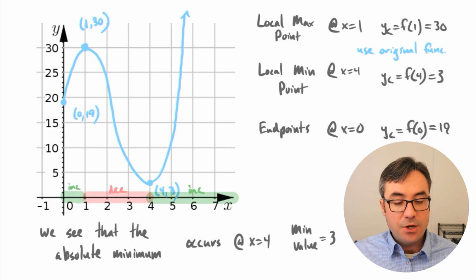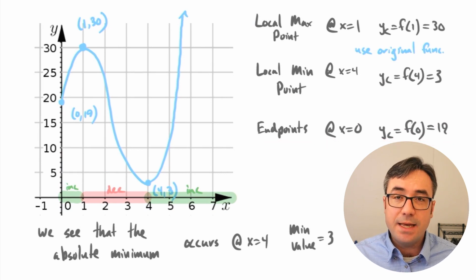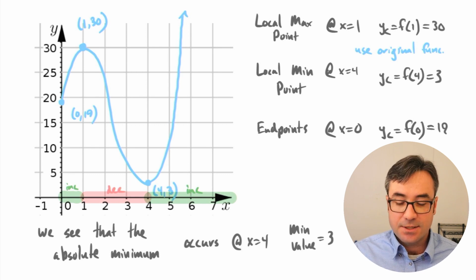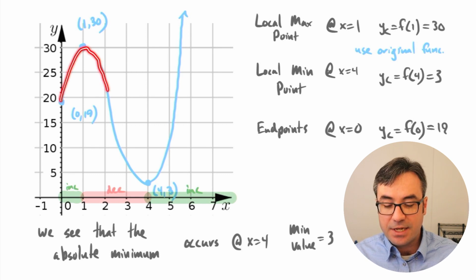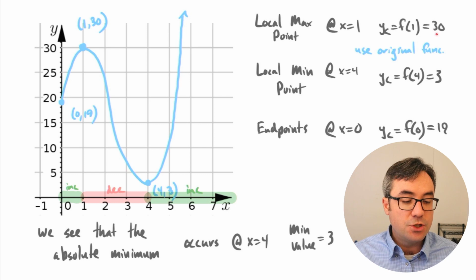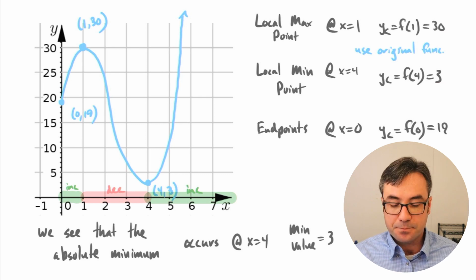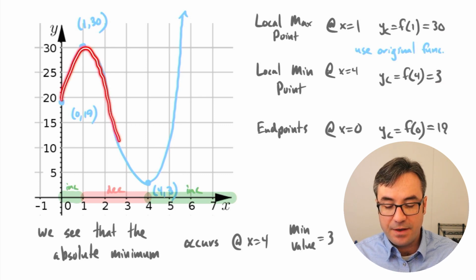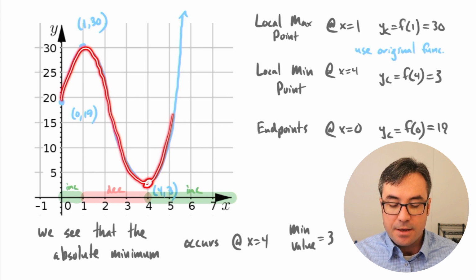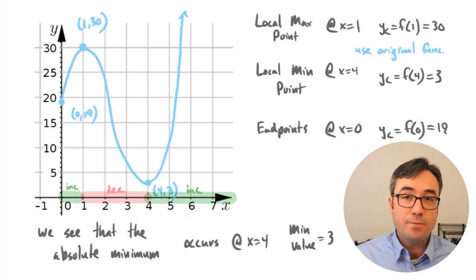And so what we can do to find the absolute min or absolute max is, if we have a sketch of the graph, we can just compare the values here. And the smallest value that we see, and we can also verify this on our sketch, is going to be the absolute min. Same thing for absolute max.